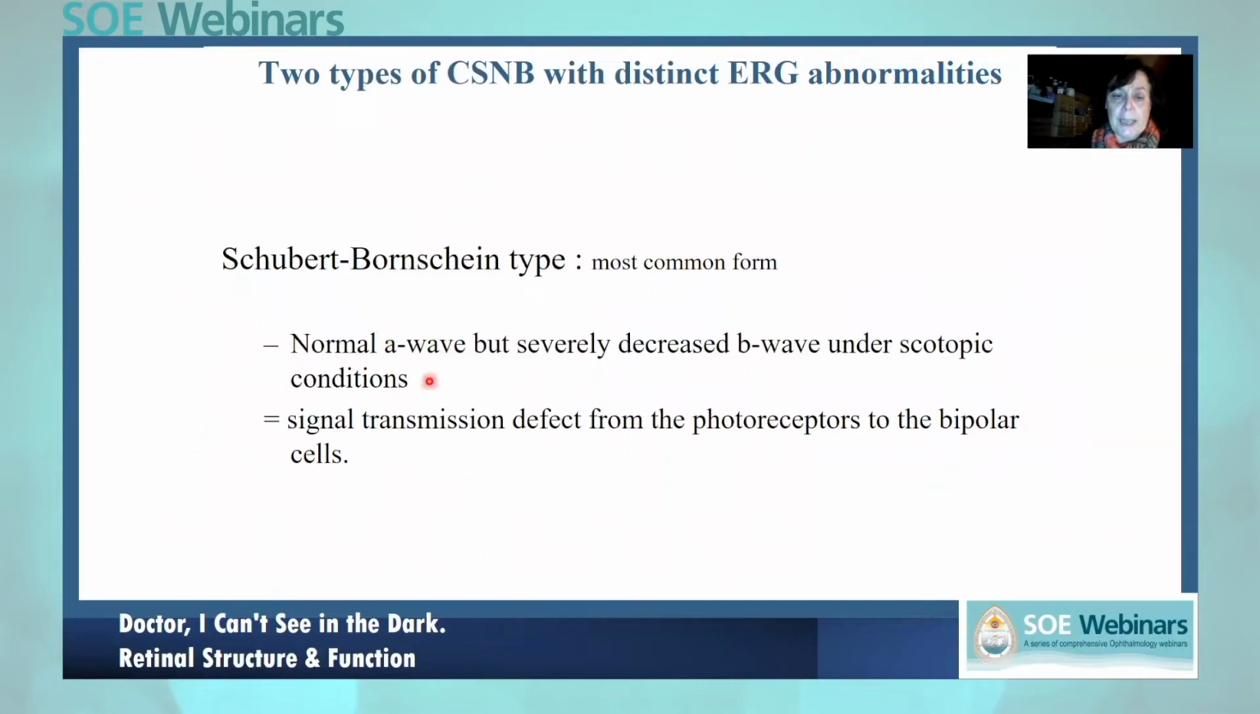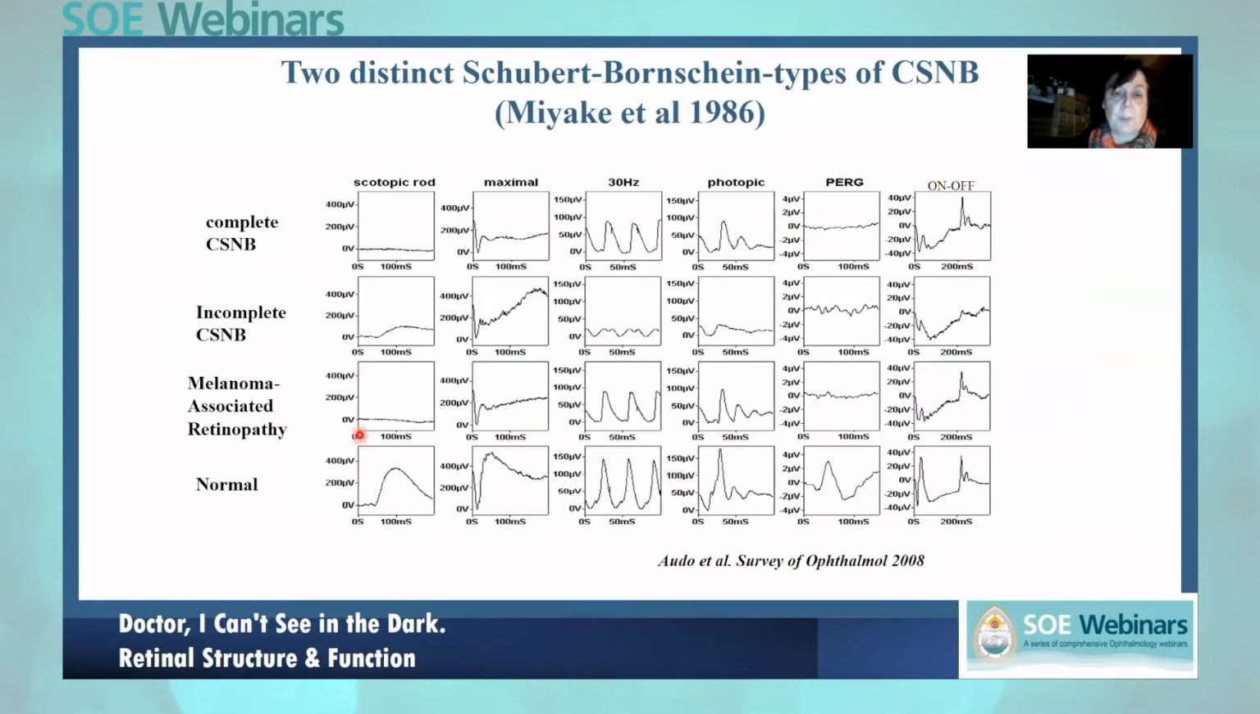Therefore, on the ERG, the A wave under dark adaptation is normal, originating from photoreceptor cells and hyperpolarizing bipolar cells upon light stimulation. But the B wave is severely reduced, giving an electronegative shape to the response, and really showing that there's a signal transmission defect from the photoreceptor to bipolar cells. Miyake in 1986 further distinguished the Schubert-Bornschein type of CSNB into two subtypes, the complete and incomplete, based on the response to a dim flash under dark adapted condition.